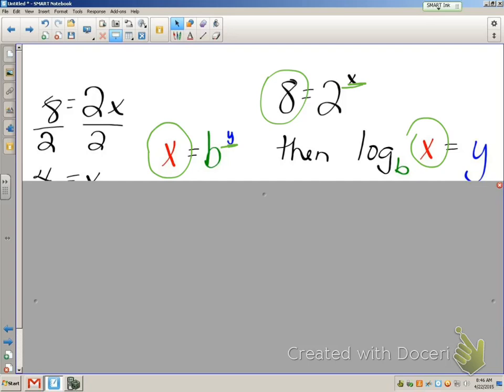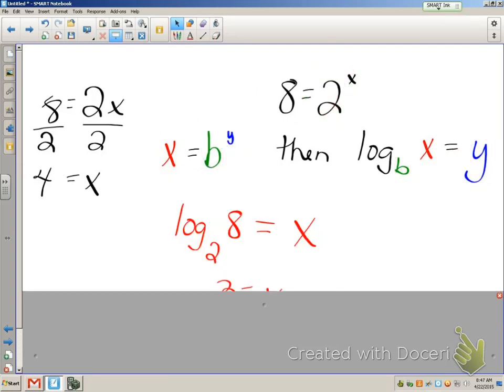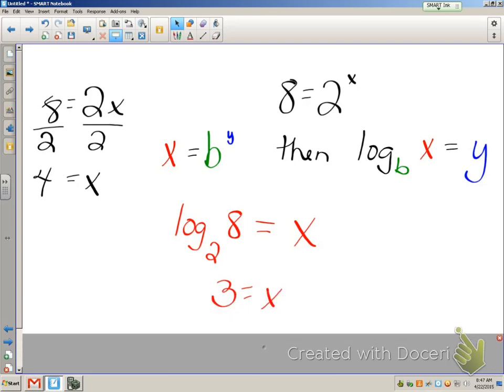Here I've got the 2, that's in place of my base b, so down here I want to put a 2. Okay, and then my little exponent is in the same place as my y, so my exponent is going to go out here. So when I write it out, I have log base 2 of 8 equals x.